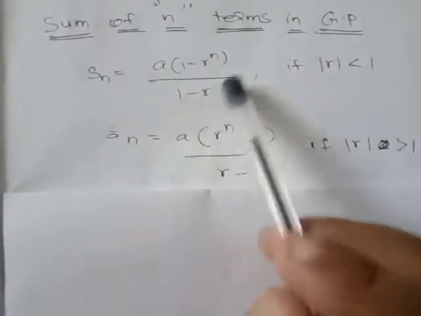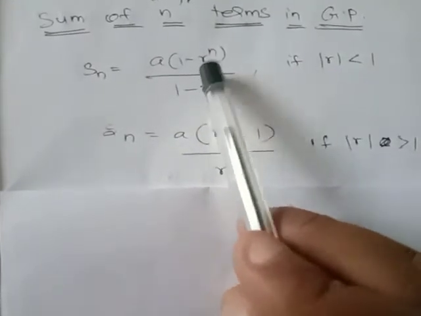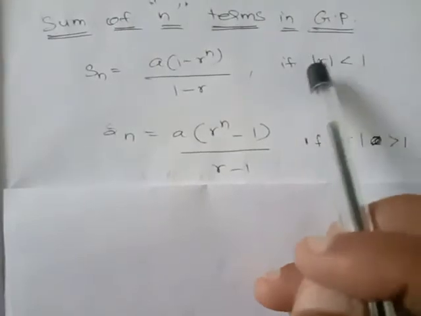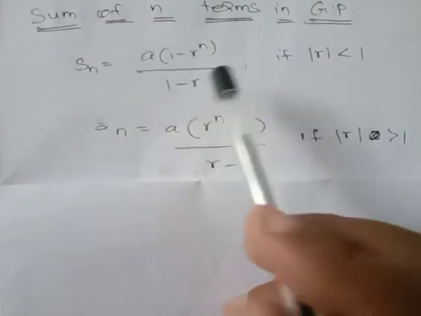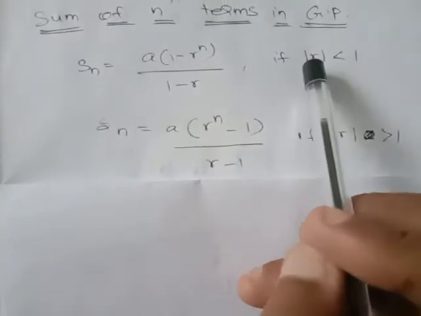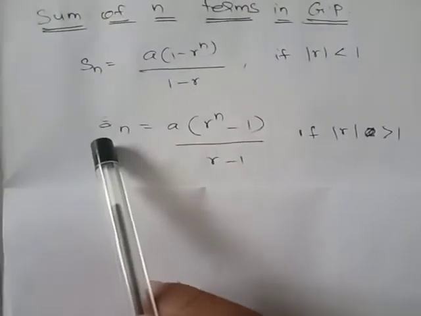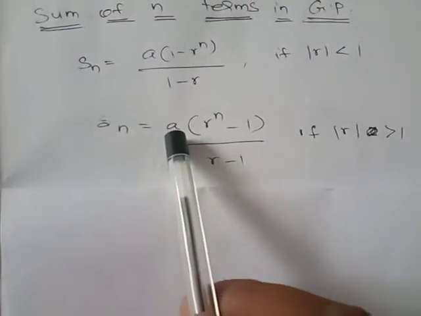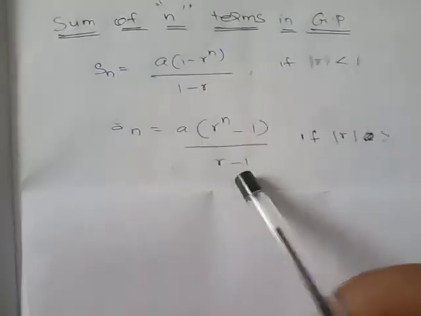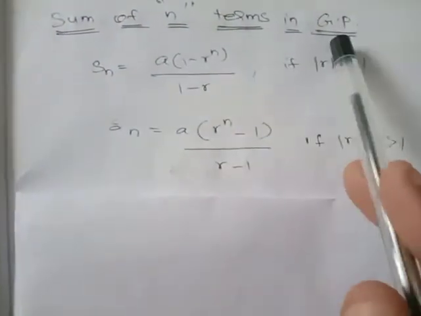This formula can be applied only when the modulus of the common ratio r is less than 1. In case the modulus of the common ratio value is greater than 1, we will use this formula, that is sum of n terms Sn is equal to a into r power n minus 1 divided by r minus 1. We can use these two formulae to find the sum of n terms in GP.